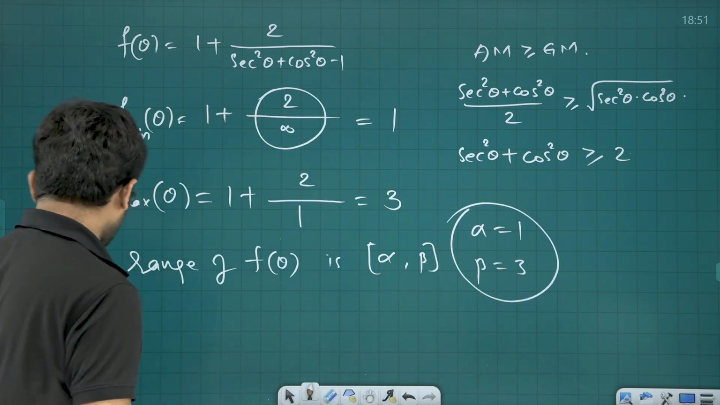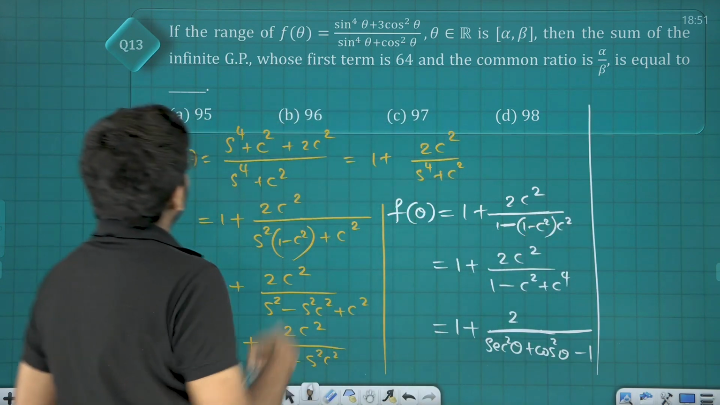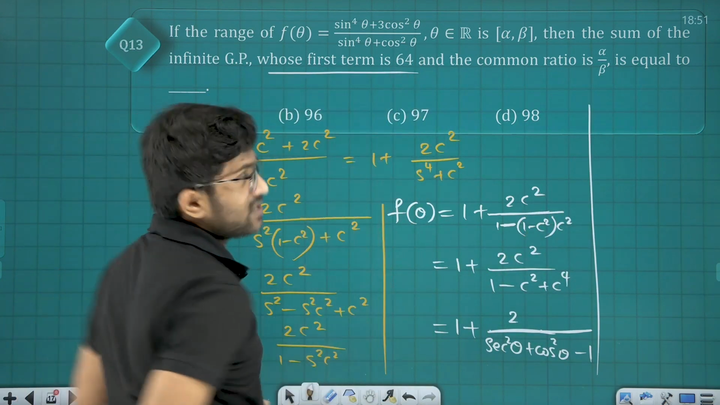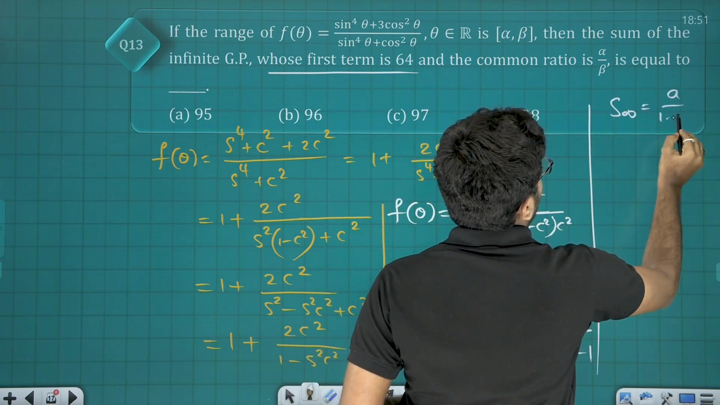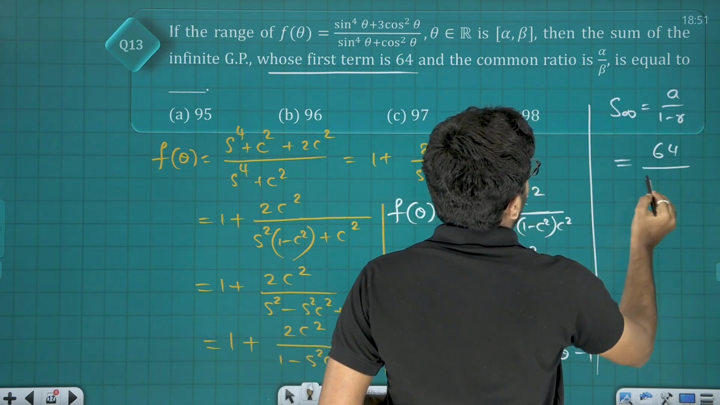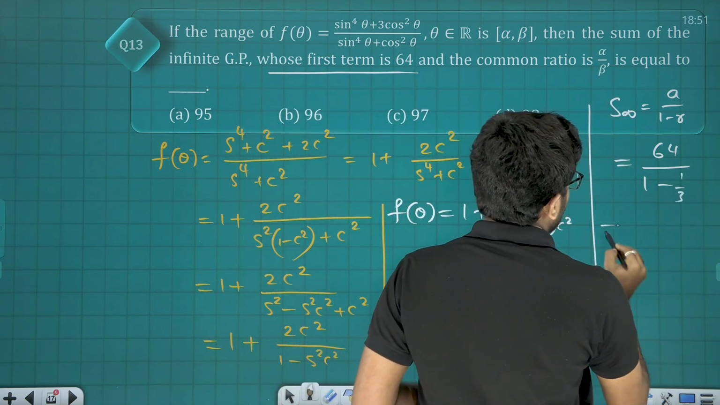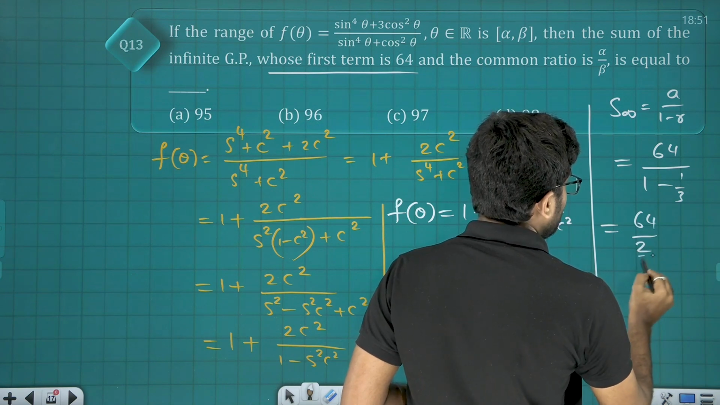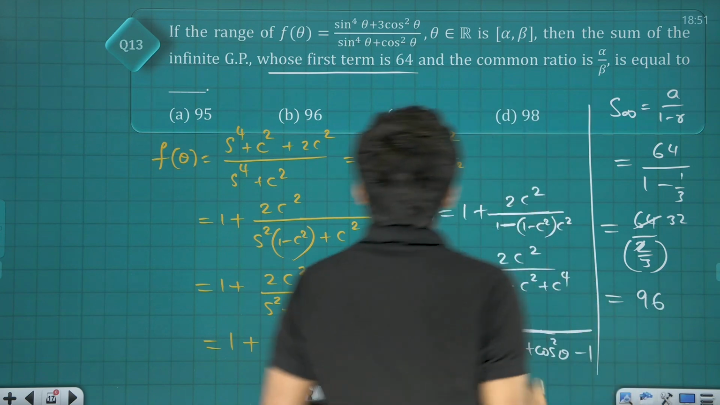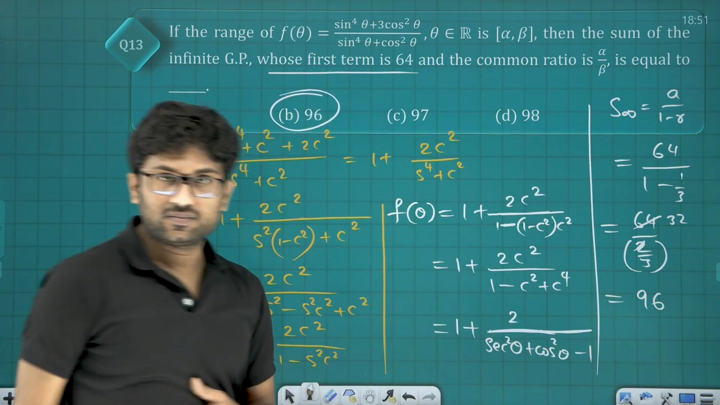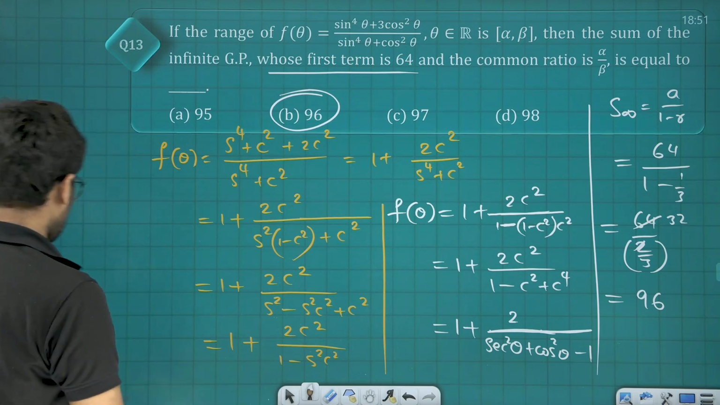Are we done? No. What they are asking us to find now? Now we have to find the sum of an infinite GP whose first term is 64. Sum of infinite GP, S infinity, is equal to a by 1 minus r. First term is 64 and common ratio is alpha by beta. Alpha by beta is 1 by 3. So 64 divided by 1 minus 1 by 3, which is 64 divided by 2 by 3. 2 ones are 2, 2 32s, 32 3s are 96 is the answer. Here the important thing is finding the range of f of theta, friends. Okay. Next question.